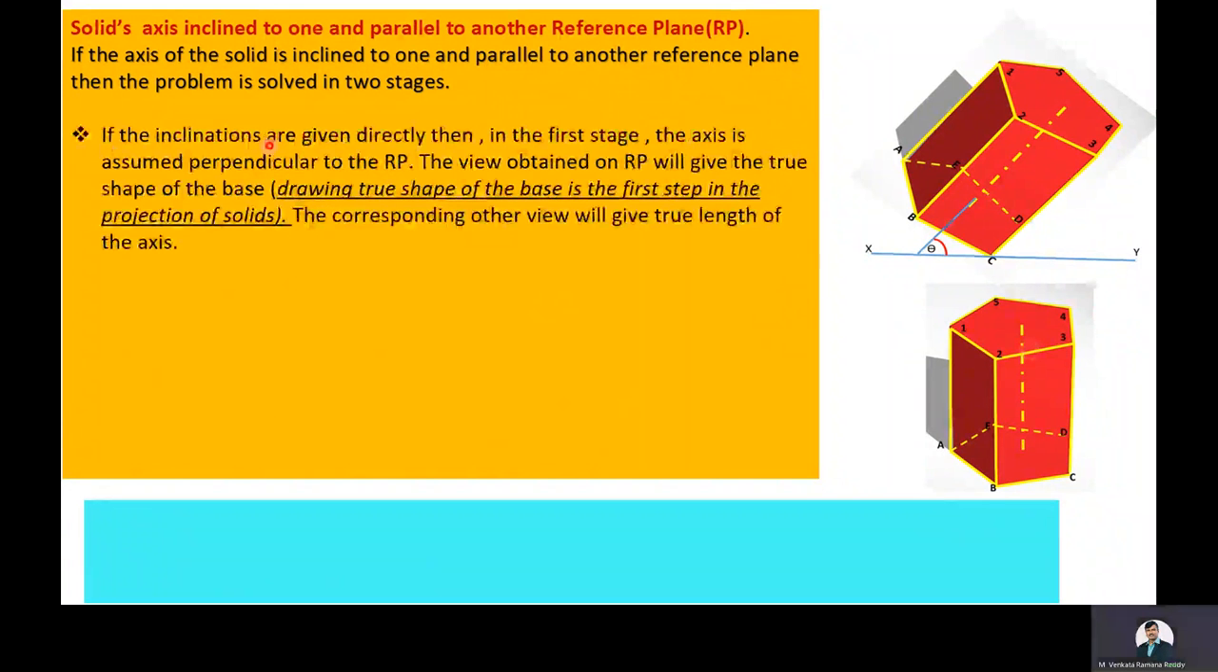If the inclinations are given directly, then in the first stage, the axis is assumed to be perpendicular to the reference plane. The view obtained on that reference plane will give the true shape of the base. After drawing the true shape of the base, we'll draw the corresponding other view, and that view will give the true length of the axis. Here in this particular problem, first we'll draw the true shape of the base in the top view. After drawing it, we'll draw its corresponding front view. The corresponding front view gives the true length of the axis.